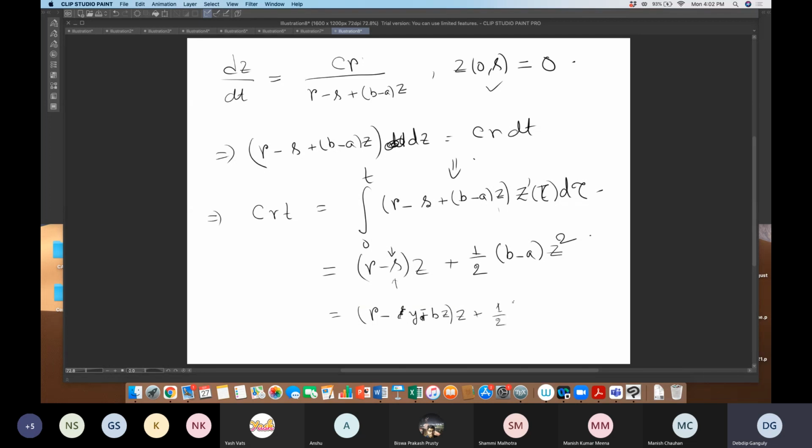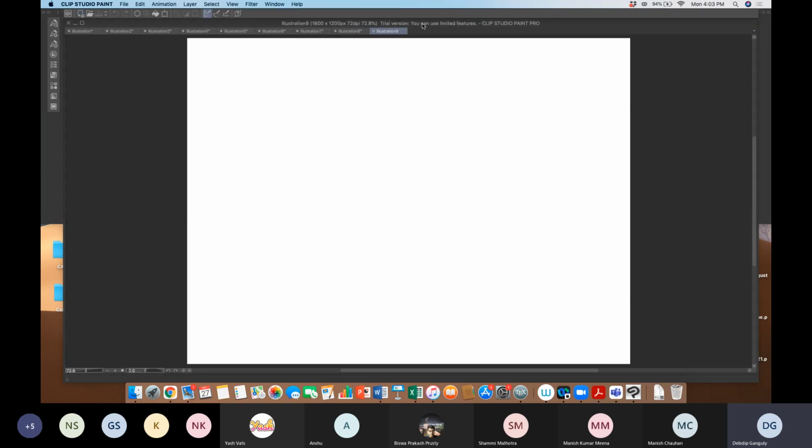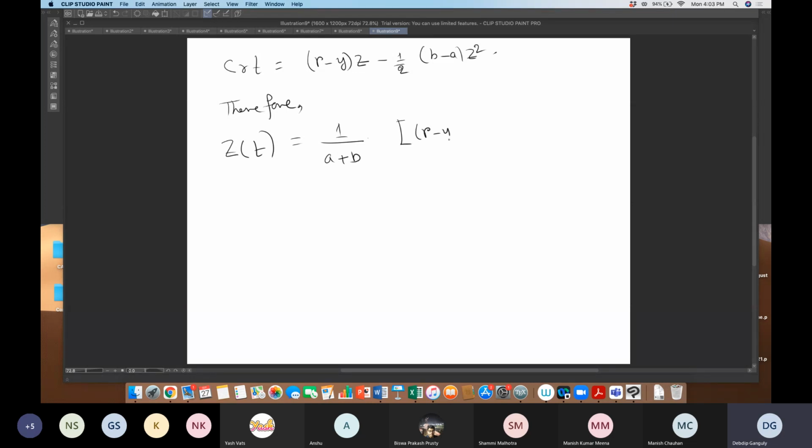Into z plus half into b minus a z square. So I will get r minus yz minus bz square, plus half into b minus a z square. If I do that calculation, I will get crt is equal to r minus yz minus half into b minus a z square. Okay, good. Therefore z(t), if you just calculate z(t), you can solve for z square in this variable: a plus b, r minus y, minus the root of r minus y whole square minus 2 into a plus b crt.